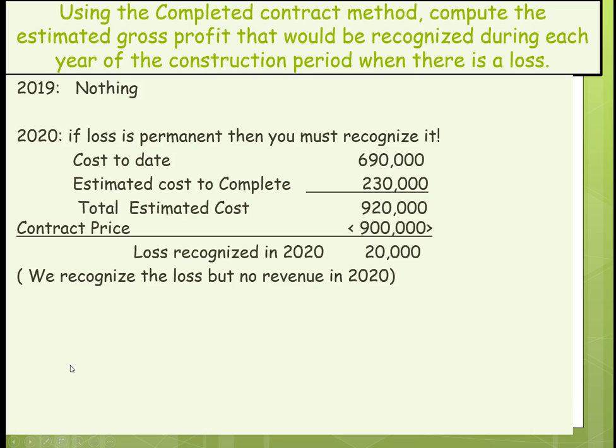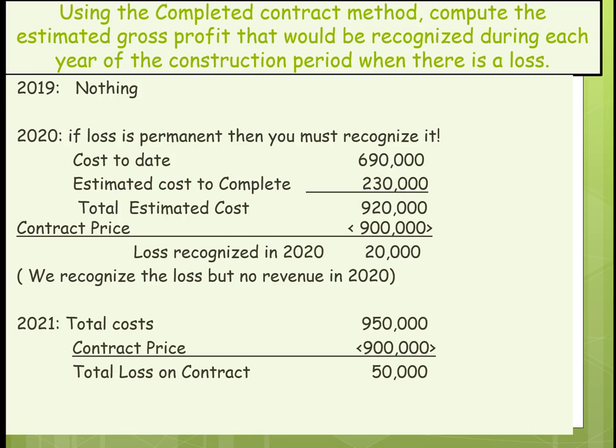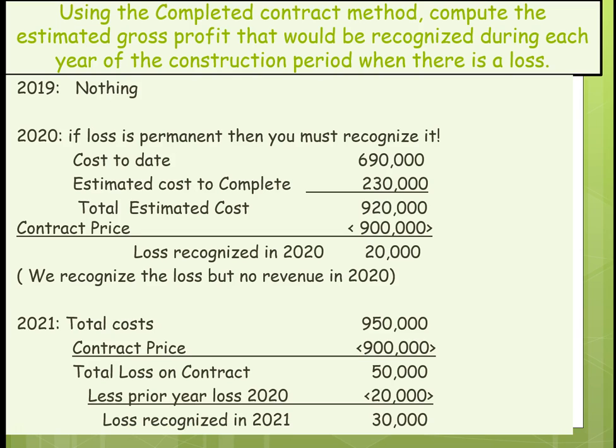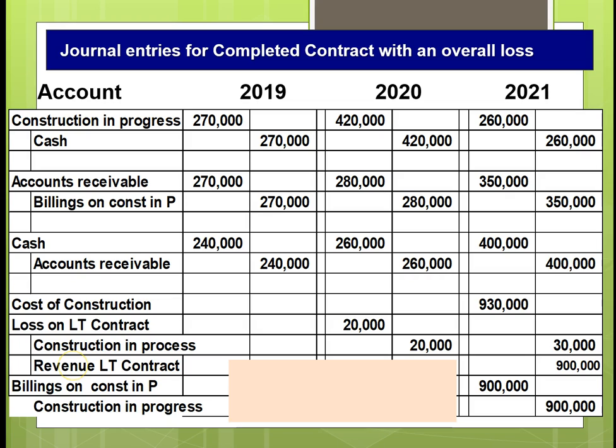All right, now let's look at 2021. We now have total cost of $950. The contract price is still only $900. We've got a cumulative loss of $50,000. We subtract out what we did the prior year, so now we're going to recognize $30,000. Now we'll take a look at the journal entries. This is what it would look like.